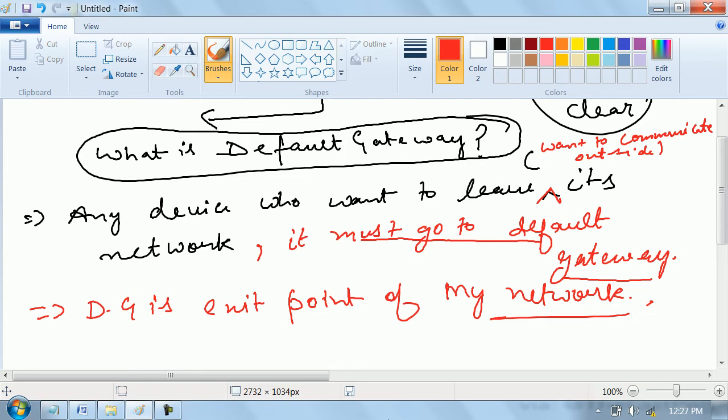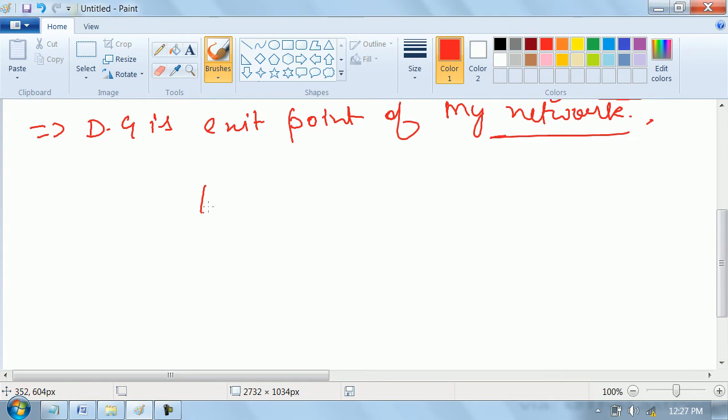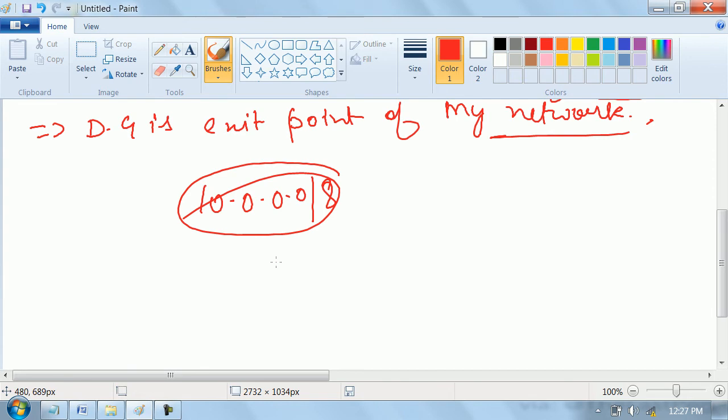All of us are in the same network, fine. So this door is acting as an exit point for all of us. What do you mean by this? This door is our default gateway. Now I talk in terms of technology. We all belong to the same network. Let's say our network is 10.0.0.0/8. I am having IP 10.0.0.1. He is having IP 10.0.0.2. Like this, I distributed IPs among all of us.